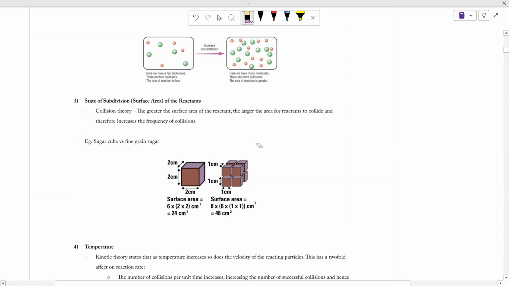For example, imagine you're making some tea. You've got 2 different types of sugars, right? You've got the sugar cube versus the fine sugar grain. The sugar cube is represented on the left, basically just a cube, with a total surface area of 24 centimeters squared. Then you've got the exact same thing, however, you've now diced it up into 8 smaller cubes, having a larger surface area. Because of the higher surface area, the fine-grained sugar will dissolve faster in the tea, and that's what the state of subdivision of reactants is talking about.